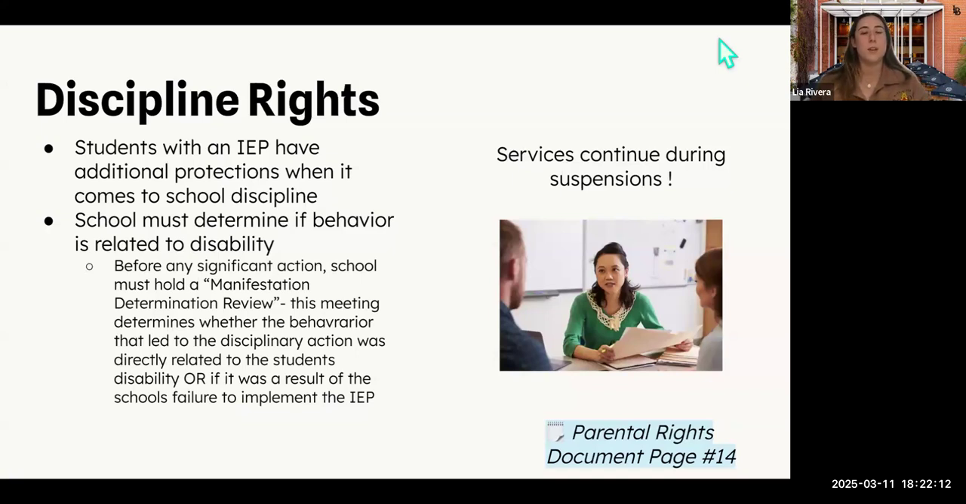So before any discipline occurs, all collaborators, that might be teachers, special education teachers, potentially school psychologists, will get together to make sure that the IEP was in place prior to any disciplinary action. And all services will continue during suspensions, as additionally outlined on page 14.